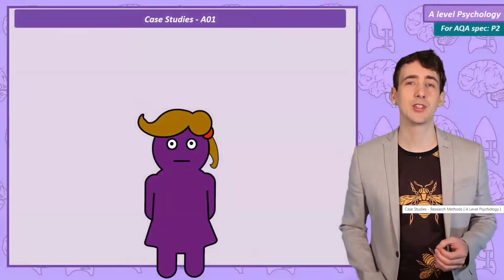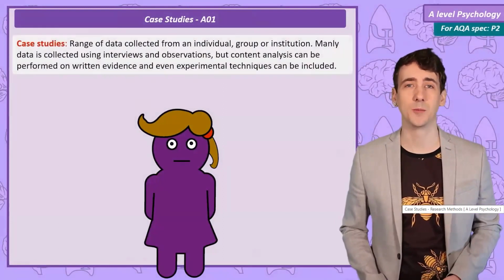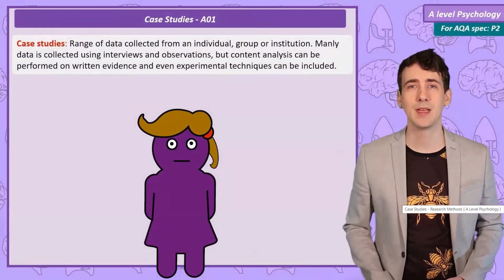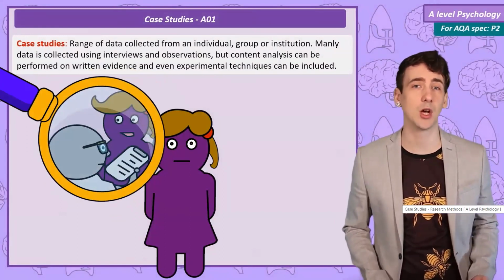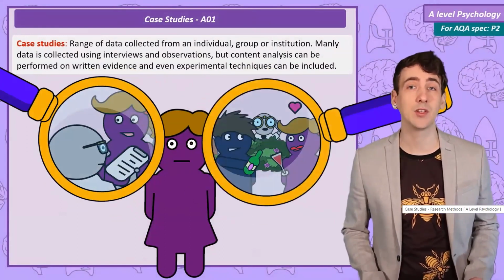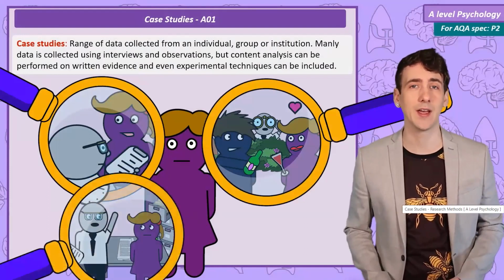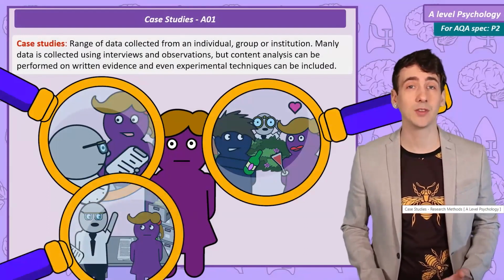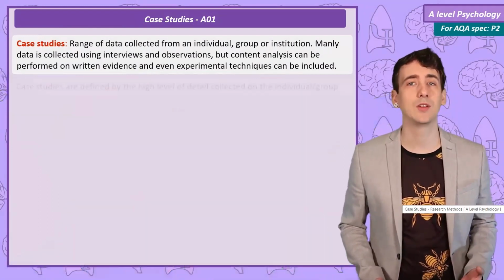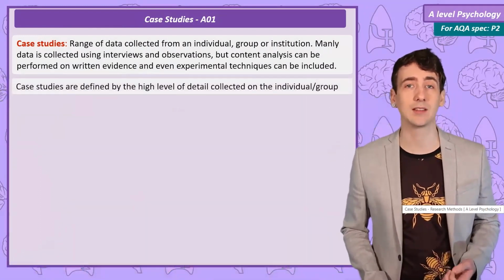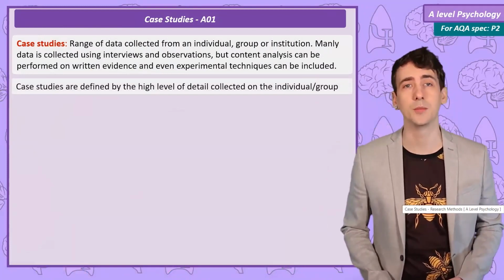In a case study, a researcher gathers a range of information on an individual, a group, or an organisation. Interviews are often the main source of data collected, but the researcher can include observations of behaviour and even experimental findings from psychological tests, and even include content analysis on records like diaries. Now, what makes case studies special is the level of detail that's collected about the individual or the group.